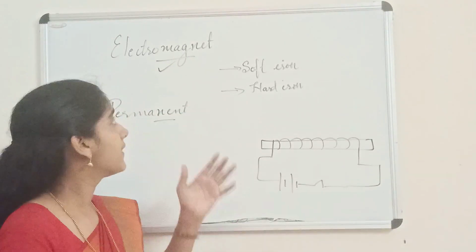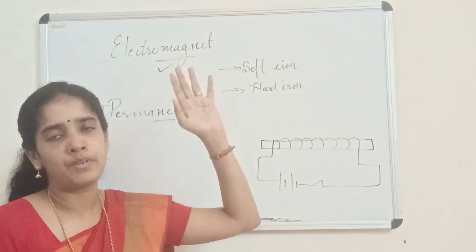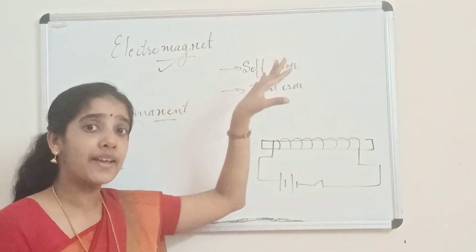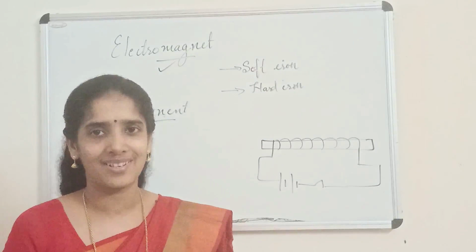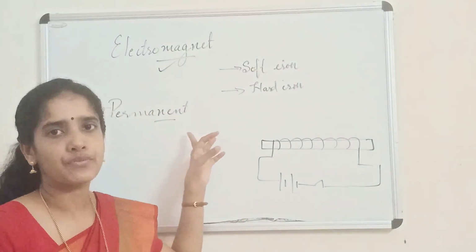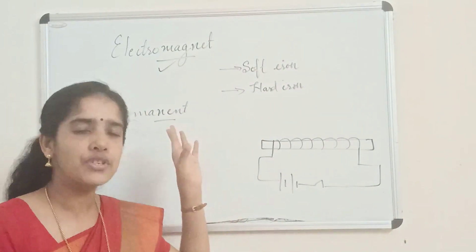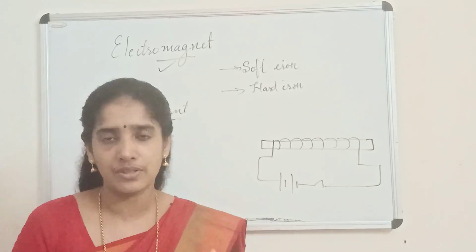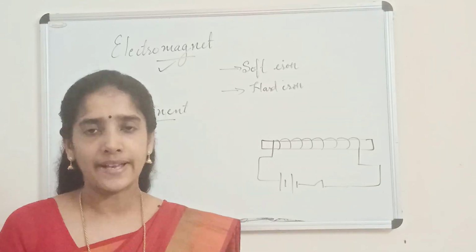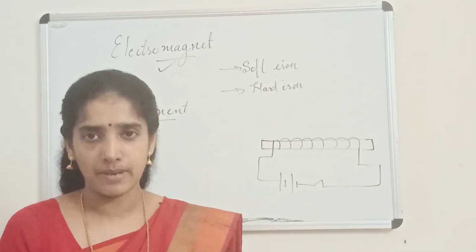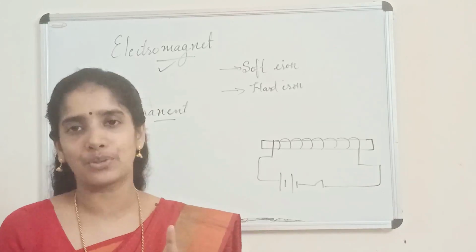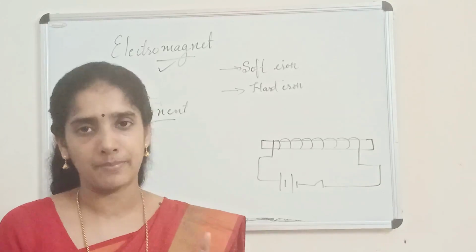So electromagnets, we can magnetize and demagnetize as per our wish. But we can't do that very fast for a permanent magnet. So the first difference is, for an electromagnet, it is very easy to magnetize and demagnetize. For a permanent magnet, it is not so easy. Its magnetic property is almost permanent.